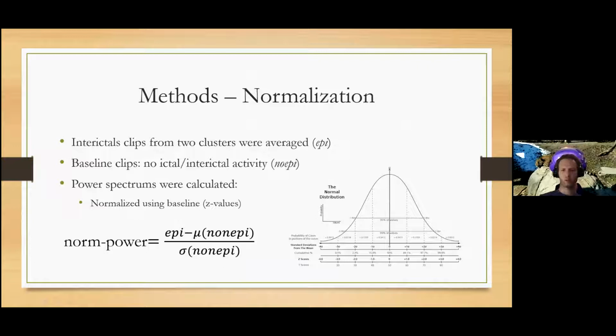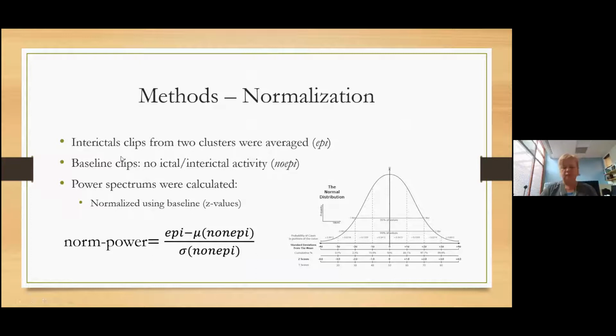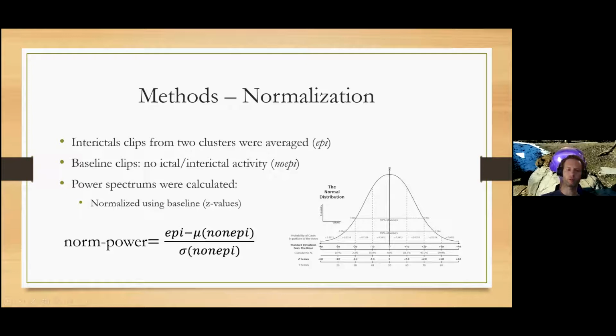So we tried to tackle this problem from a completely different approach, using source estimation, not dipole fit, and we use the concept of normalization. First, as Valia mentioned, this patient had two clusters of interictal clips, so we average both of them. Now we have two average activations. We call it epi, from epilepsy. And for normalization, we found the baseline clips. By baseline, we mean that Valia manually chose those clips to have no ictal or interictal activity. And we call it no epi.